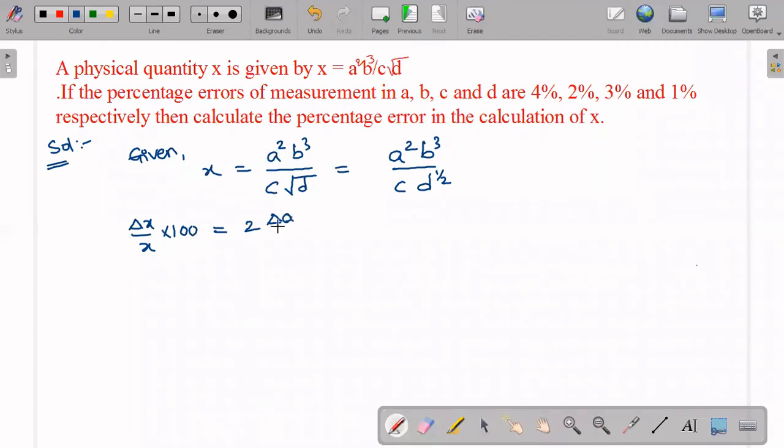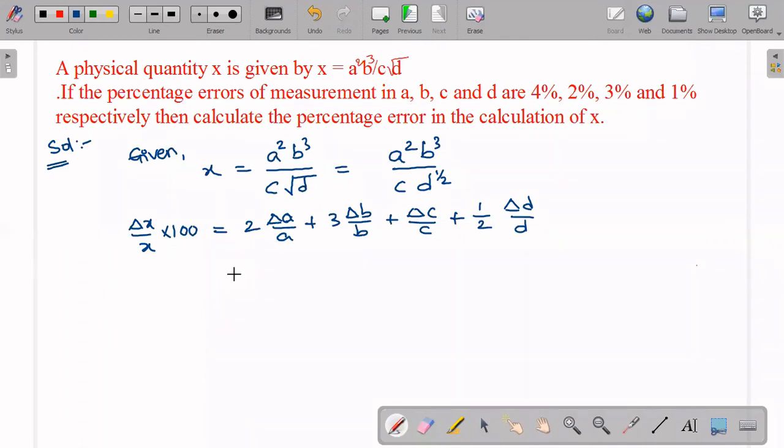So delta a by a, plus 3 into delta b by b, plus, c power 1, so 1 into delta c by c, plus the power of d, 1 by 2 into delta d by d. If we write these in the numerator, powers will become negative, but we won't use negatives in the case of error. If there is a negative, we write positive only. That's the reason I kept it as it is.